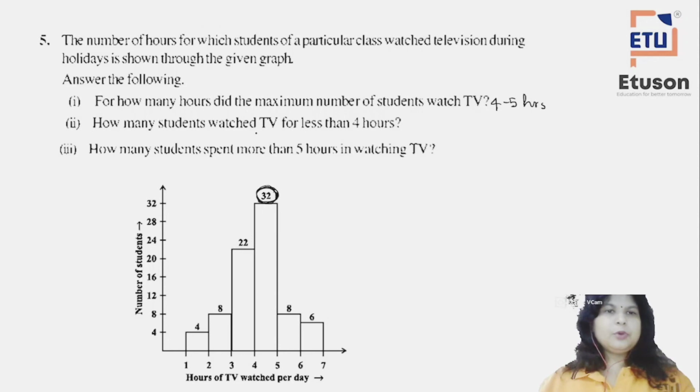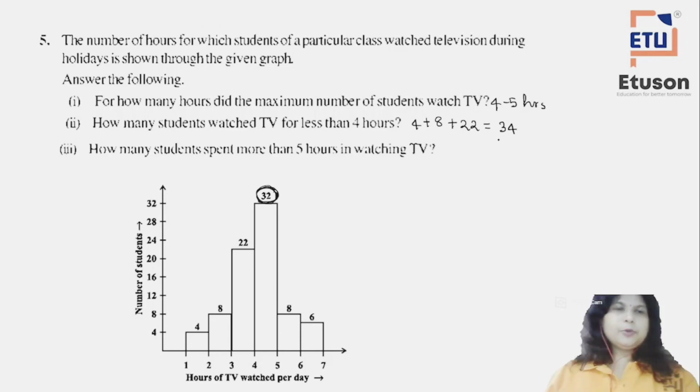Now bit 2, how many students watch TV for less than 4 hours? When you are talking about less than 4 hours, it includes the class intervals in between 1 to 4. So let us add them. So 4 plus 8 is 12 plus 22, that is 34. Okay, so 34 students watch TV for less than 4 hours.